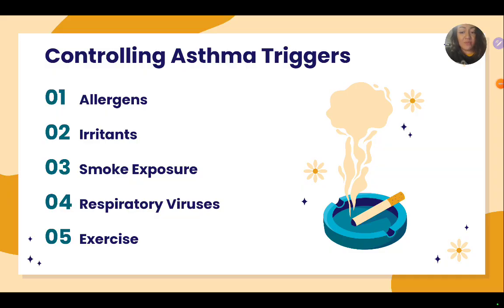Non-pharmacological approaches to asthma control include the avoidance of these asthma triggers, weight loss, especially in patients with obesity, smoking cessation in those who smoke, improving medication adherence, and developing an asthma action plan, which we will go into more depth about here in a few slides.